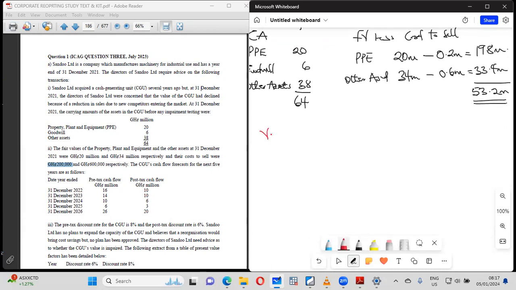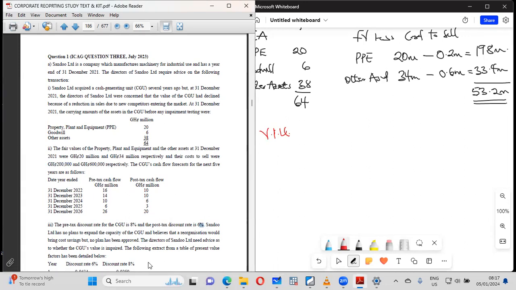So what is the VIU? The question said the CGU has cash flow for the next 5 years. We have pre-tax cash flow and post-tax cash flow. So this is the trick for you. Some students will be in a dilemma as to which ones to use. It also says that the pre-tax discount factor is 8%. Post-tax discount factor is 6%. So we will need the discounting factors. You can read from your PV table.